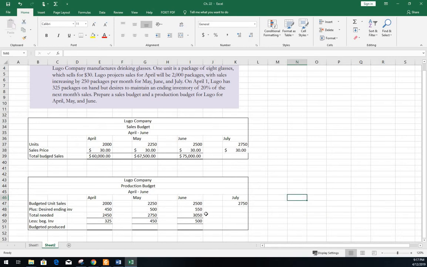So moving on, in order to get this budgeted produced number, you simply take this number, subtract this number, so this equals this minus this, enter, and we can drag that across for the others. Go back, delete here, and we'll just clear up our formatting.